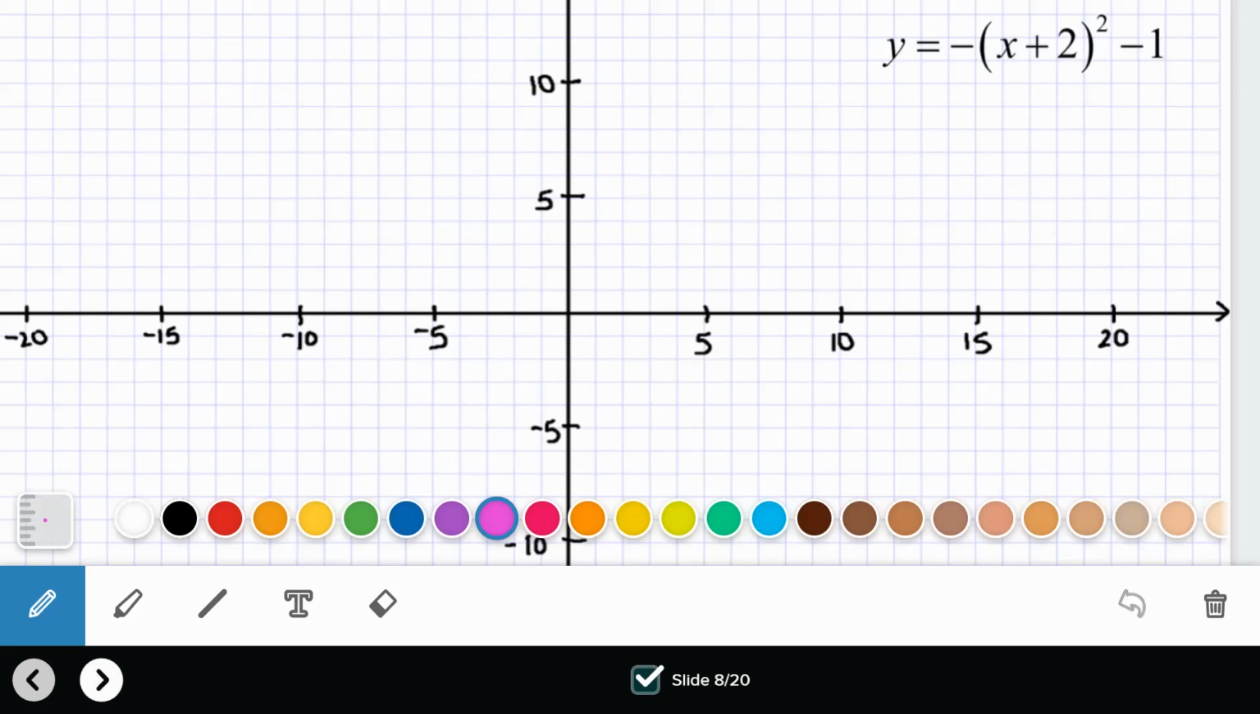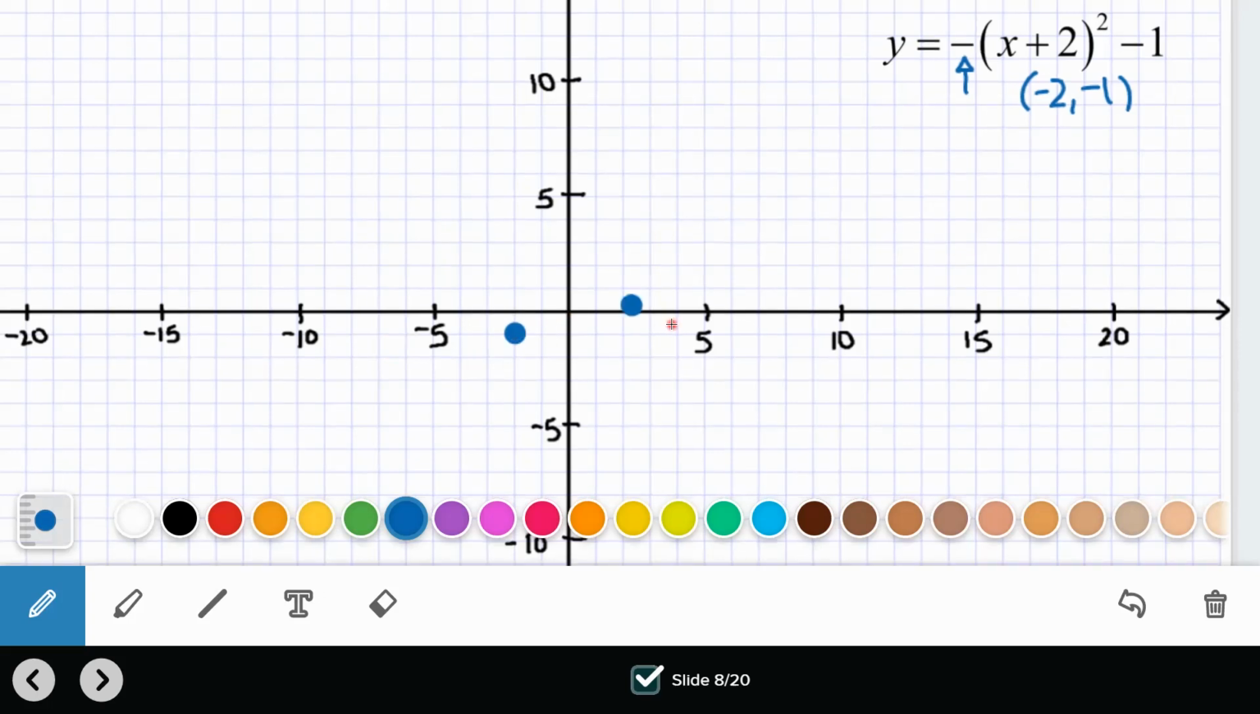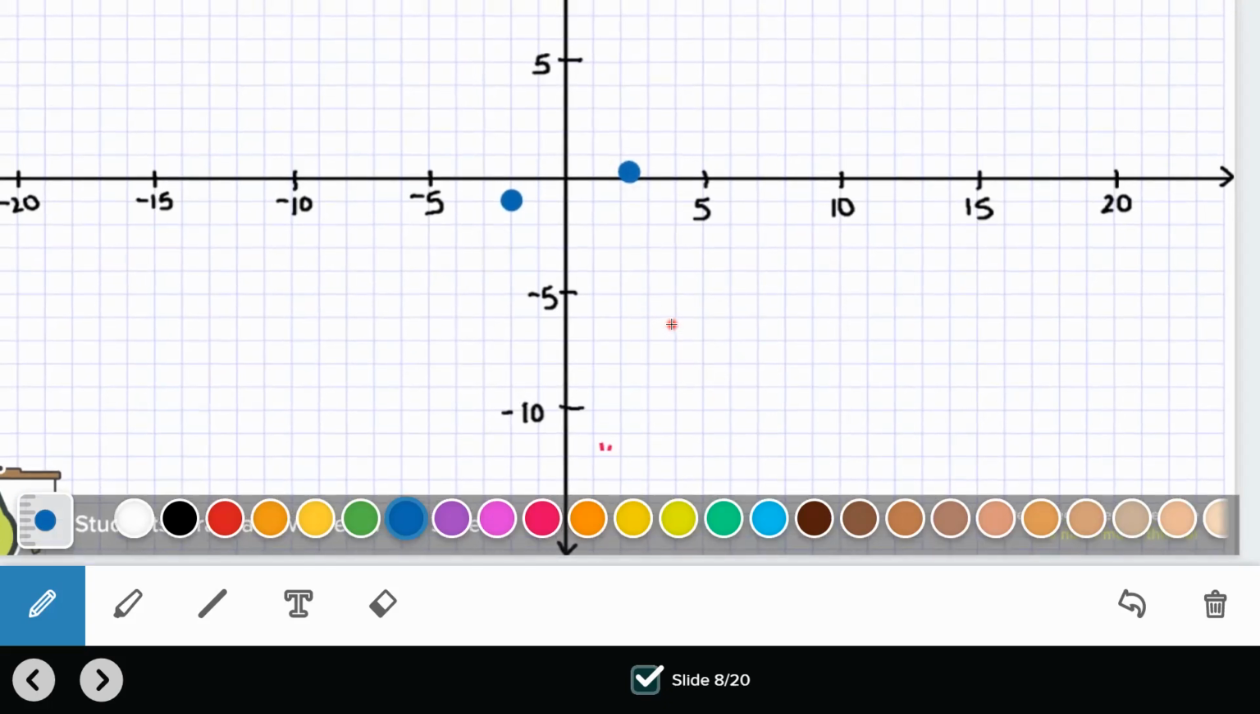This one is a parabola. It's going to be an upside down parabola because of that. And my vertex is going to be -2, -1. So I'm going to go to -2, -1. And then it is going to open down. So let me move this. It has a stretch of, let me just undo that.